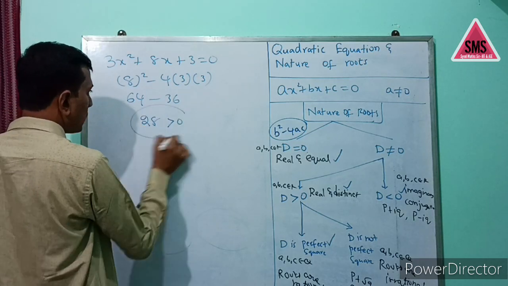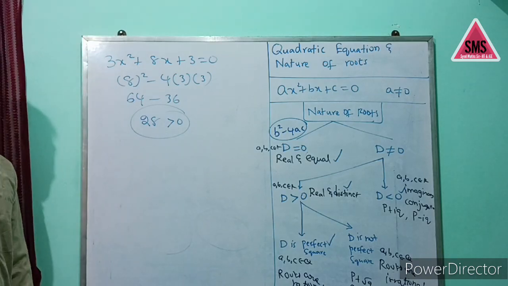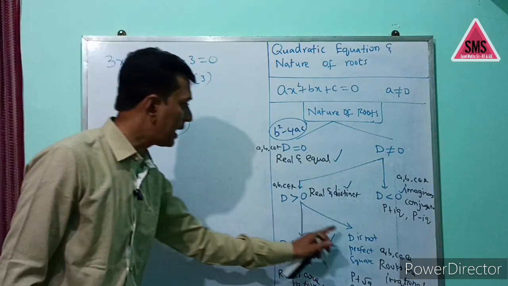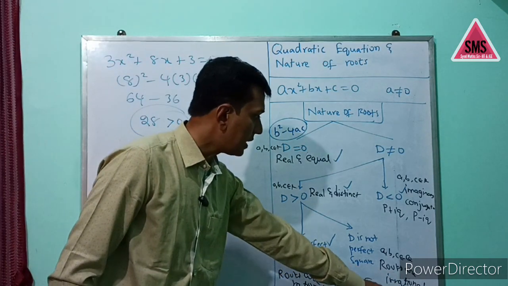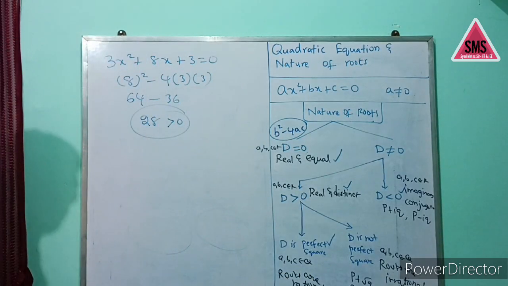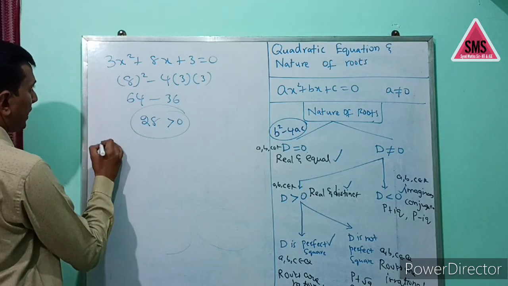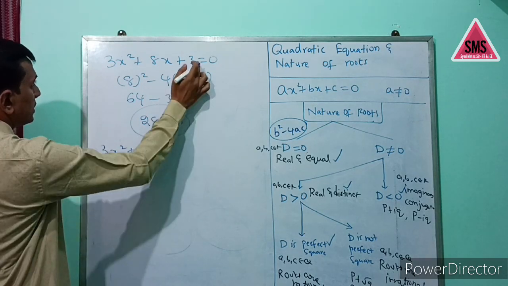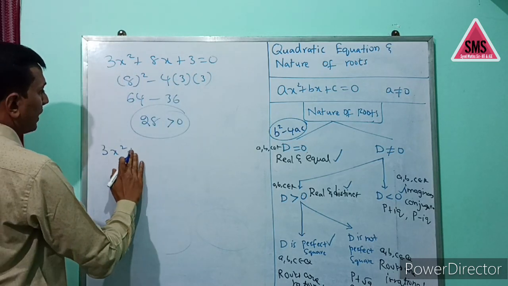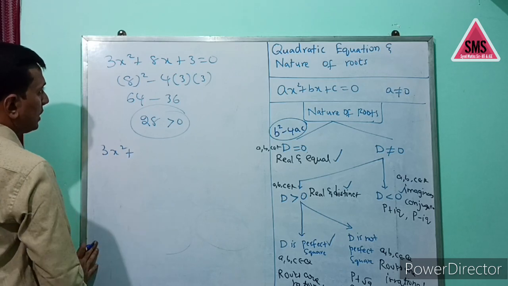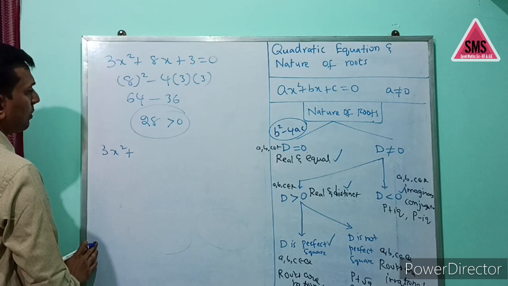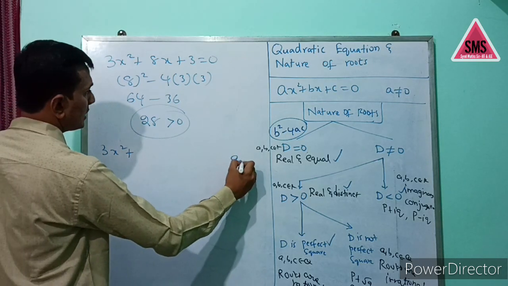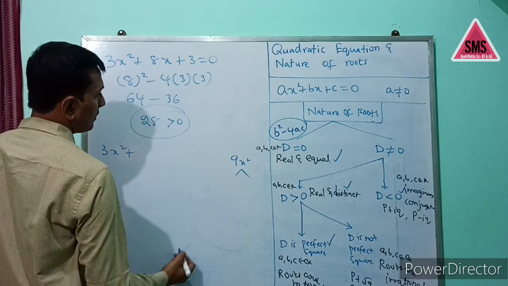Is it a perfect square? It is not a perfect square. It is only greater than 0, but not a perfect square. So what type of roots are there? Irrational numbers. That means we have to factorize. 3 threes are 9. We need factors of 9 such that on adding we get 8 as the sum. Is it possible? 3 threes are 9x squared.